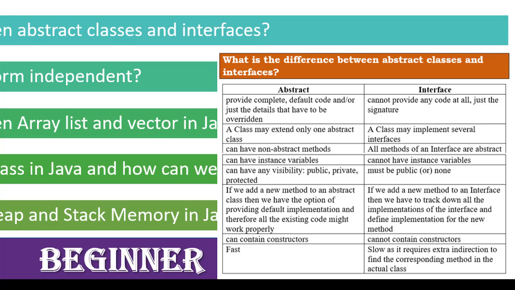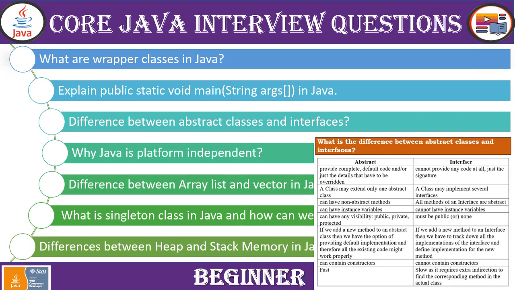Abstract class can have non-abstract methods, whereas an interface has all methods, often abstract. Abstract class can have instance variables, whereas interfaces cannot have instance variables. And the most important difference, abstract class can have any visibility, public, private, whereas interface must be public or none.